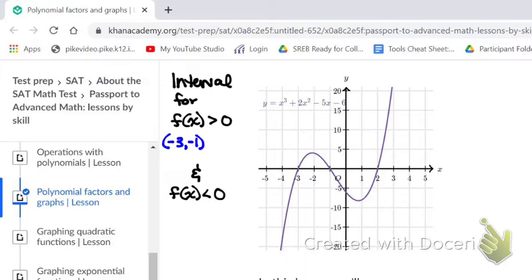Is it ever above the x-axis anywhere else? Yes, then I need a union, 2 to infinity. Where is f of x, my output, less than 0? -infinity to -3 and -1 to 2. So the same information that we've gotten off the sign charts in the past, just make sure you understand this notation.